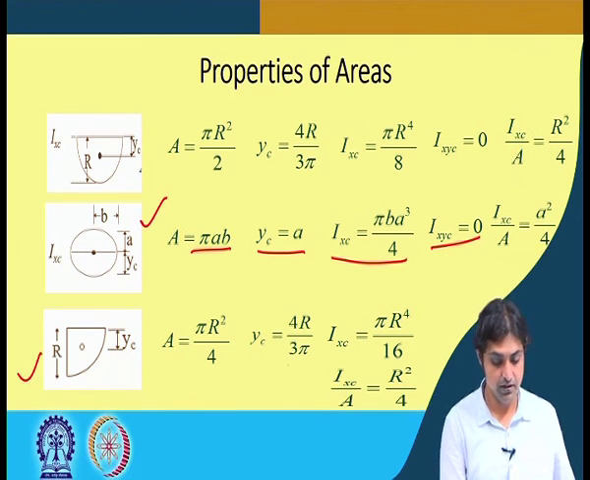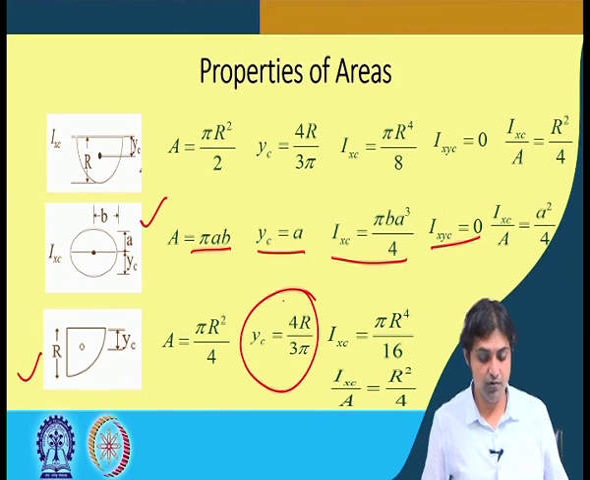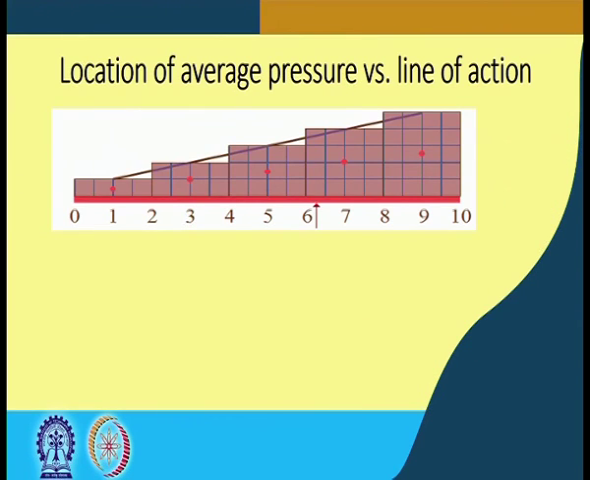Similarly, here the YC is 4R by 3 pi. This value is important because we are going to use it, because most of the gates that are used in hydraulics have these types of openings. We will come and see this type of thing. So, this is probably the last of this lecture.